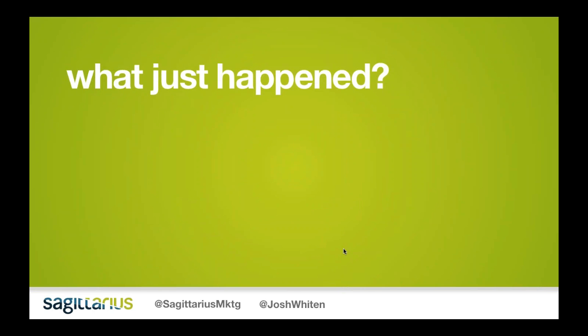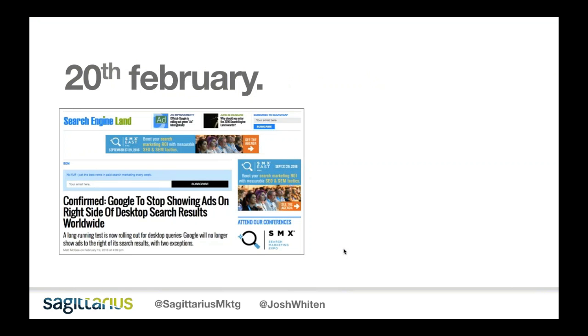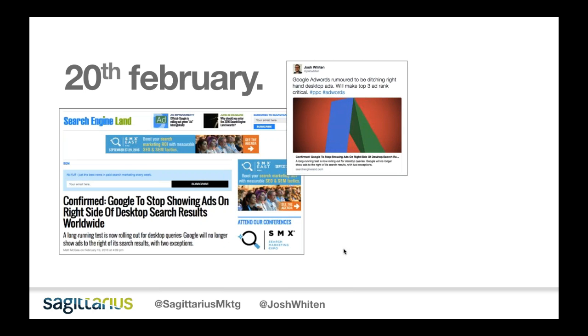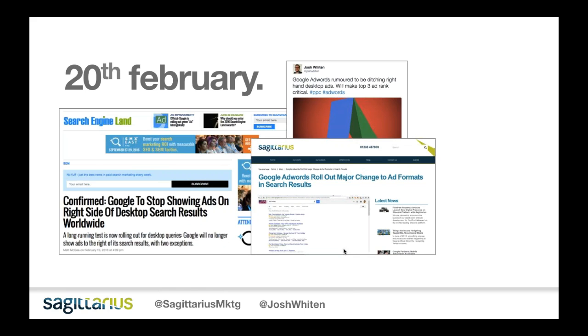So what were the changes? What just happened? We're going to run through exactly what happened, just so everyone's on the same page and up to speed with what has occurred. It all started on the 20th of February. It was a Saturday, I remember it well, and the news first broke via Search Engine Land, who had stumbled across some testing that Google had been doing around the placement of ads in search results. Within about 48 hours, that news was spreading far and wide, as people like myself in the industry were spreading it on social media. And within a few days, we were talking about it on the Sagittarius blog here. So it certainly blew up pretty quickly.